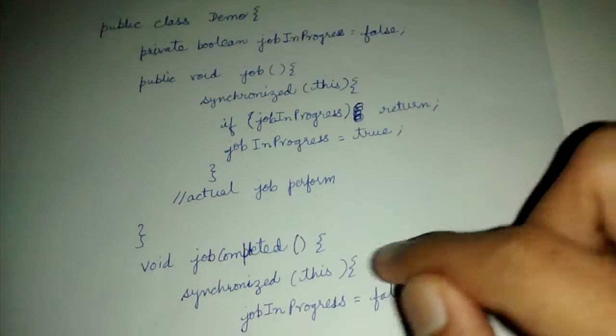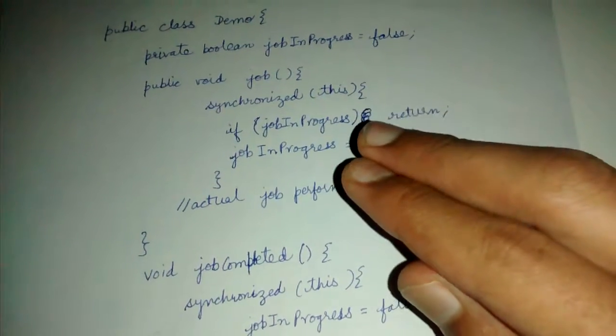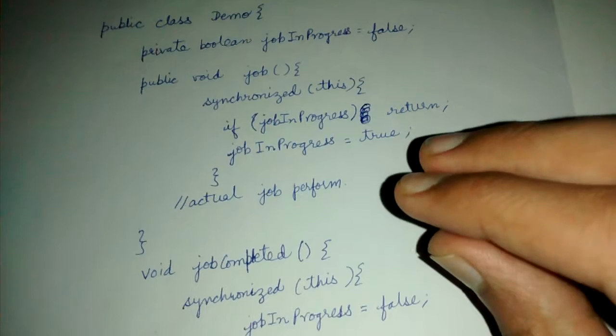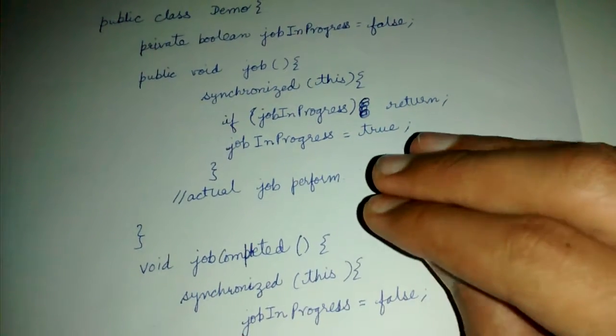So I hope this balking pattern is clear. This balking pattern is based on the fact that a particular action can be performed on an object only if it is in a particular state.